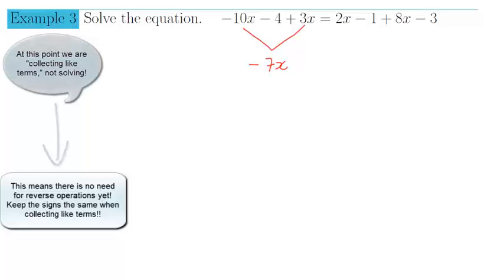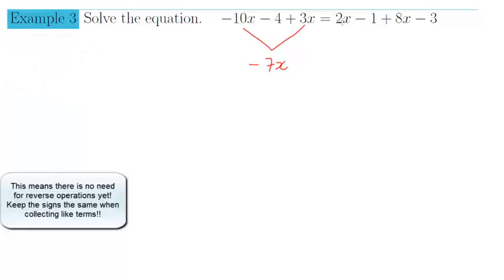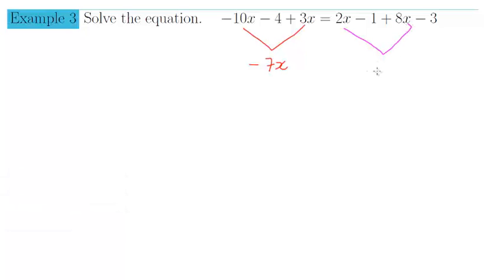And on the right side, I can do a similar thing. The 2x and the 8x get collected to give me 10x's. And also, the negative 1 and the negative 3 get collected to give me negative 4 whole numbers. Now, I haven't actually used any reverse operations or even started to solve this equation. I just simplified each side individually first.